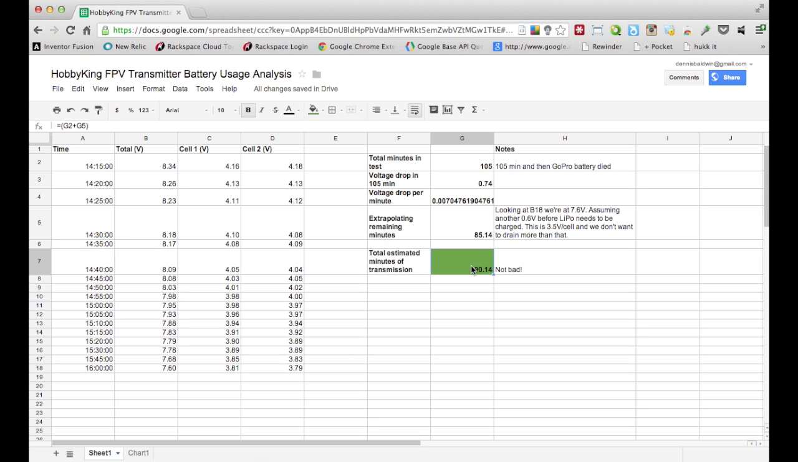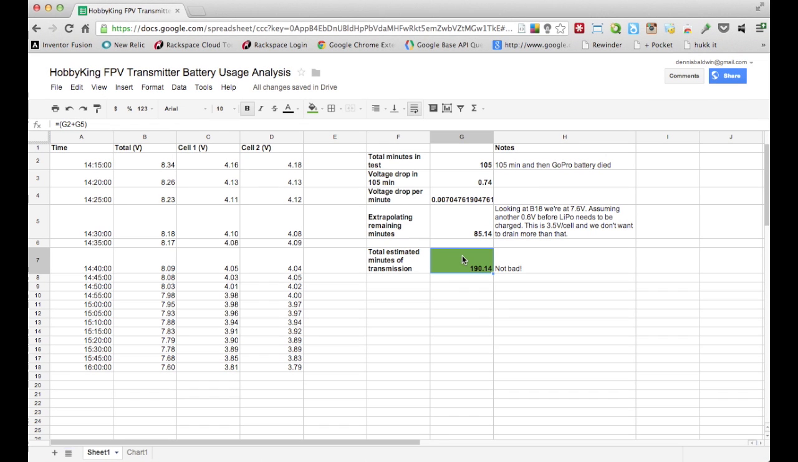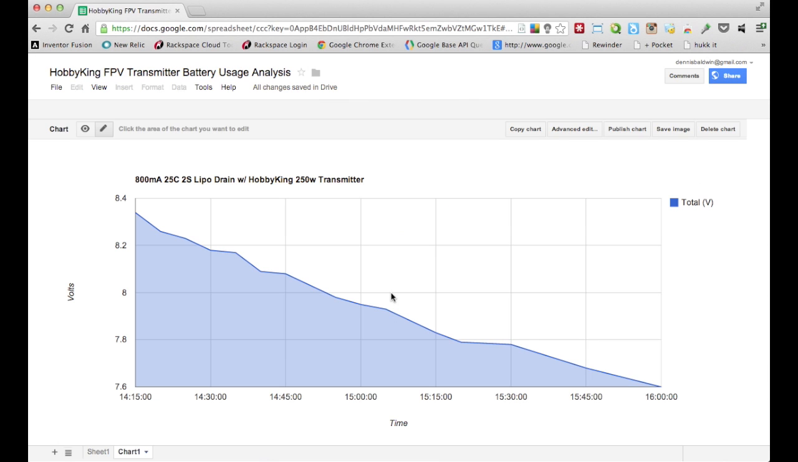So once again, that's with an 800 milliamp 2S LiPo with a 20 to 30 C rating. So you're not doing any sort of massive discharge here. This transmitter doesn't consume a lot of power. So 3 hours is a pretty good chunk of time before you need to charge. You're going to have your GoPro drain, or your FPV goggle battery drain, before your transmitter battery does.